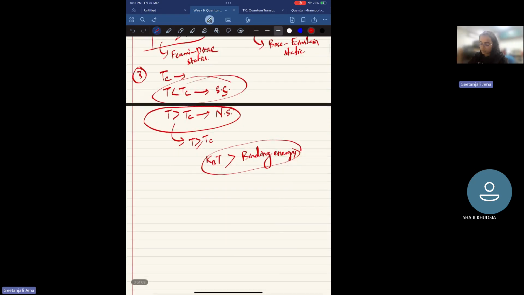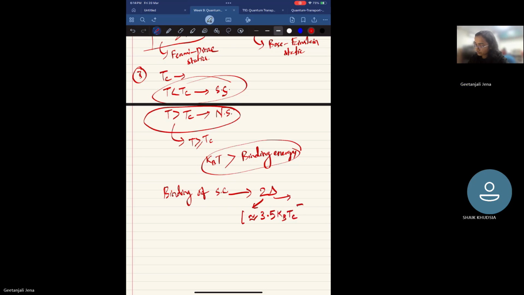And if you want to quantify the binding energy of the superconducting state, we say that the binding energy of the superconducting state is 2 delta. Delta is the superconducting gap. And this 2 delta is roughly of the order of 3.5 kBTc.